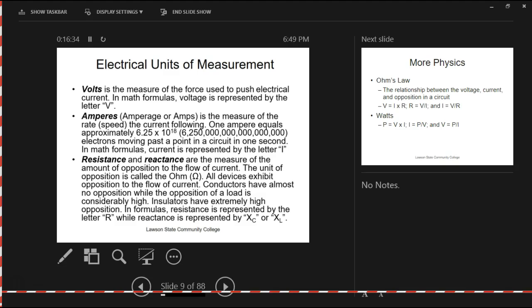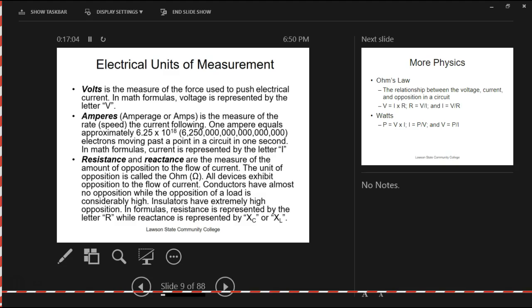Amperes, we just call them amps, is the measure of the rate or the speed that the current is flowing. 1 ampere equals approximately 6.25 times 10 to the 18th electrons moving past a point in a circuit in 1 second. You don't need to know that, but that's a lot of electrons. I'm still counting them. This was all done mathematically. I'm sure nobody counted them, right? So that's a lot of electrons, but in 1 second.